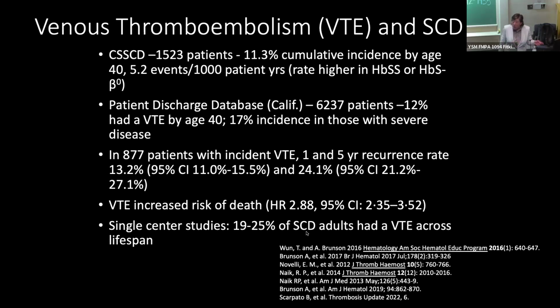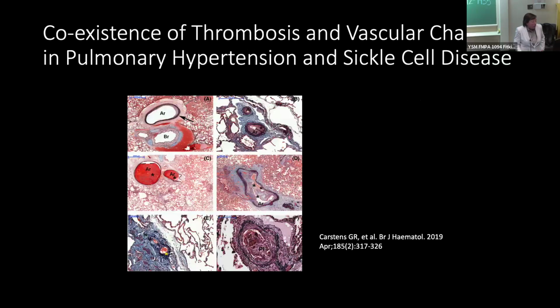Single center studies at our place and at University of Illinois Chicago and Hopkins look across our lifespan. About a quarter of our patients, 19 to 25% of our adults, have had a prior VTE.